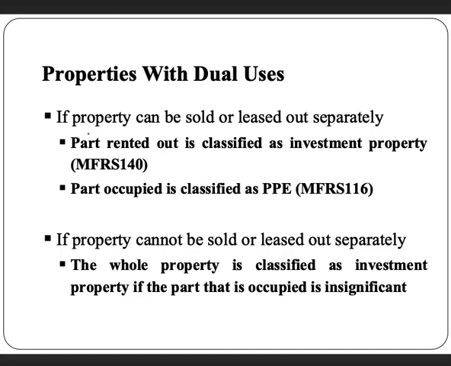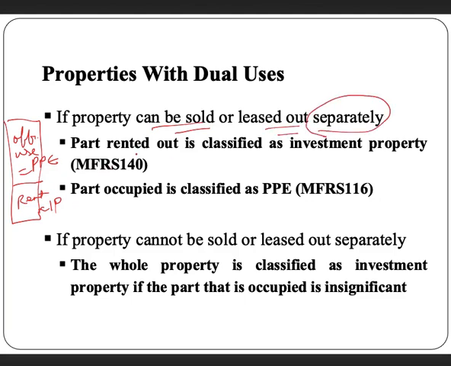Okay, so property with dual uses, if property can be sold or leased out separately, the part rented out is classified as IP and the part occupied is classified as PPE. This is talking about a building of which part you rent out. So this part can be recognized as IP, and this part is for office use, so you recognize it as PPE. But there is one condition it must fulfill in order to recognize the building separately, that is if the property can be sold. This is the condition, or it can be leased out separately. If it can be separated, then you can recognize them separately. Okay, so the part rented out is classified as IP and the part that is occupied is classified as PPE.